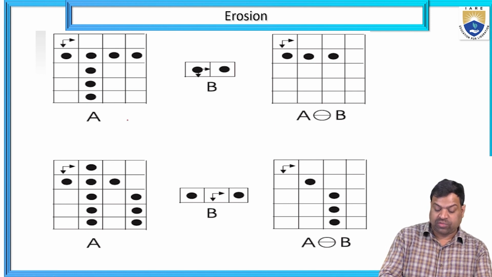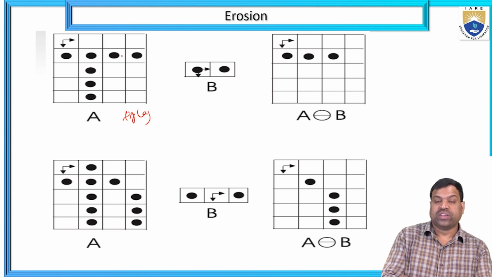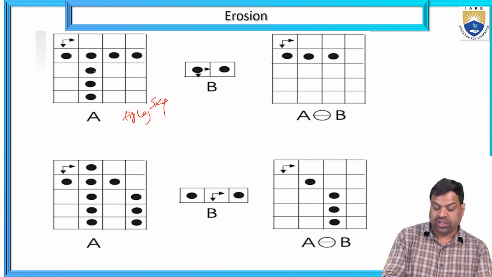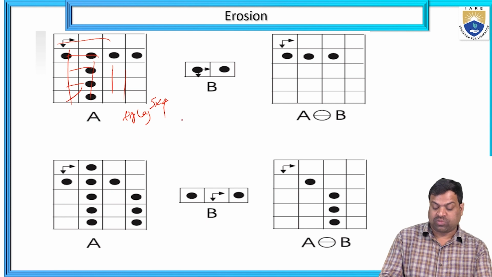Here I am taking, in figure A, the pixels or elements that are there. What is the pixel size here? 1, 2, 3, 4. Here I am taking a 5 by 4 pixel grid, 5 rows, 4 columns, 5 by 4.